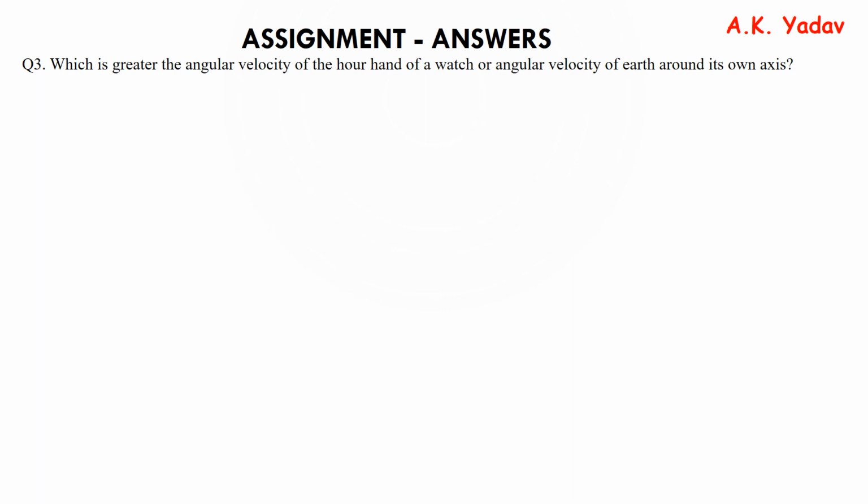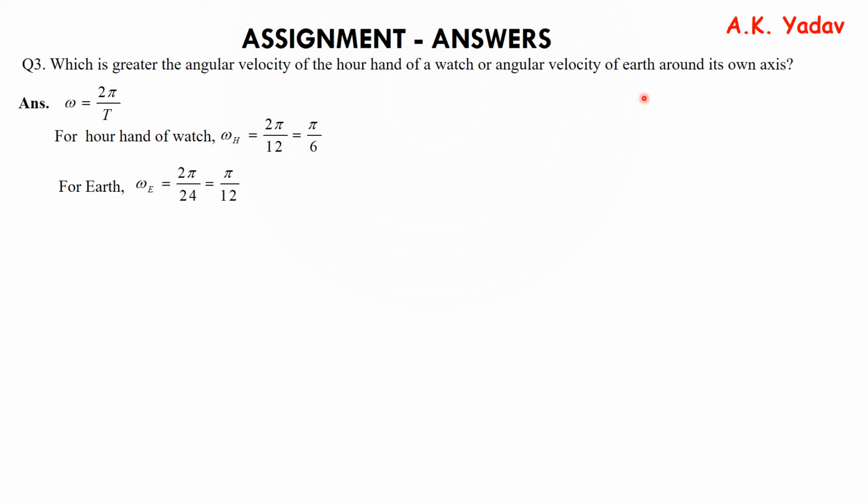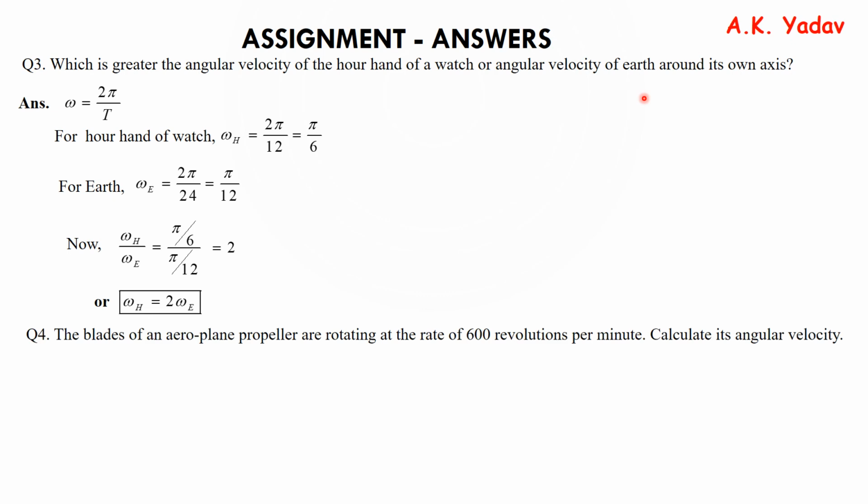Question number 3, which is greater, the angular velocity of the hour hand of a watch or the angular velocity of Earth on its axis? Good question. So omega equals 2 pi by T. For the hour hand, it is 2 pi by 12, that is pi by 6. For Earth, it is 2 pi by 24, that is pi by 12. When we divide the two, we get 2, that is, the angular velocity of the hour hand is twice the angular velocity of Earth. So the hour hand of a watch is greater.